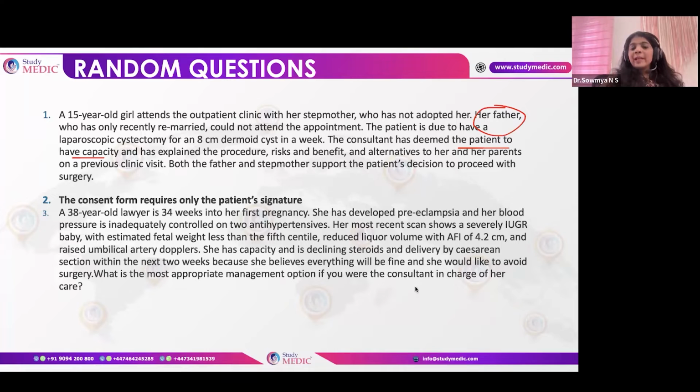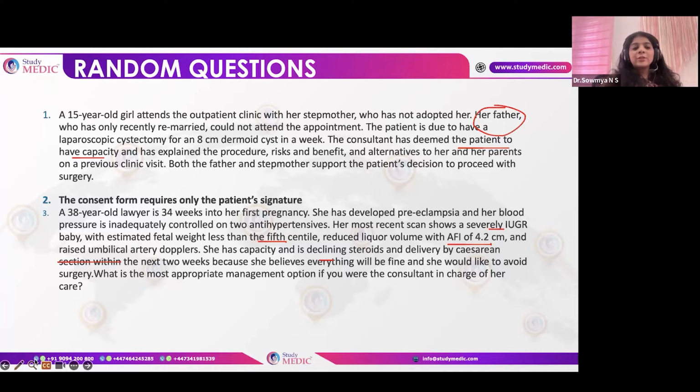The next one. What is the most appropriate management option if you were the consultant in charge of care? Generally, if you have a single best answer question which is a lengthier one, go for the last sentence and then read the scenario. Okay, a 38-year-old lawyer, 34 weeks into her first pregnancy, developed preeclampsia. Her blood pressure is inadequately controlled on 2 antihypertensives. Most recent scan shows a severely IUGR baby, estimated fetal weight less than the fifth centile, reduced liquor volume of 4.2, and raised Doppler in the umbilical artery. She has capacity and is declining steroids and delivery by CS within the next 2 weeks because she believes everything will be fine and would like to avoid the surgery.